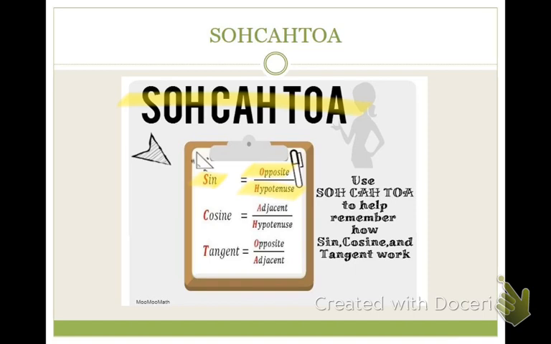Well, the hypotenuse is always going to be the same side. It's opposite the right angle. Cosine is adjacent over hypotenuse, and tangent is opposite over adjacent. So if you haven't written this down, this fraction set and the acronym are very important, okay? And that helps you remember how sine, cosine, and tangent are going to work.